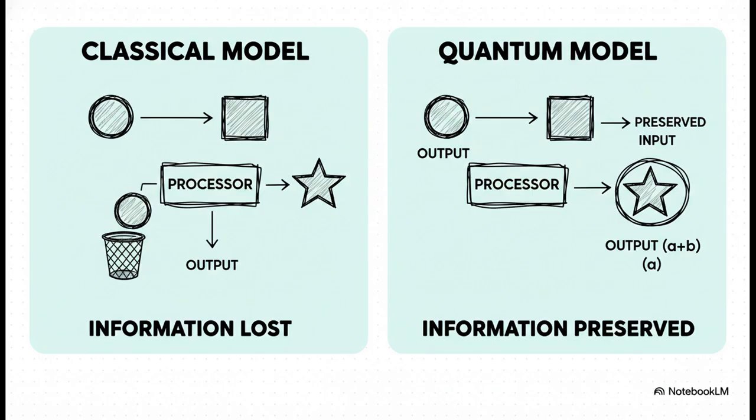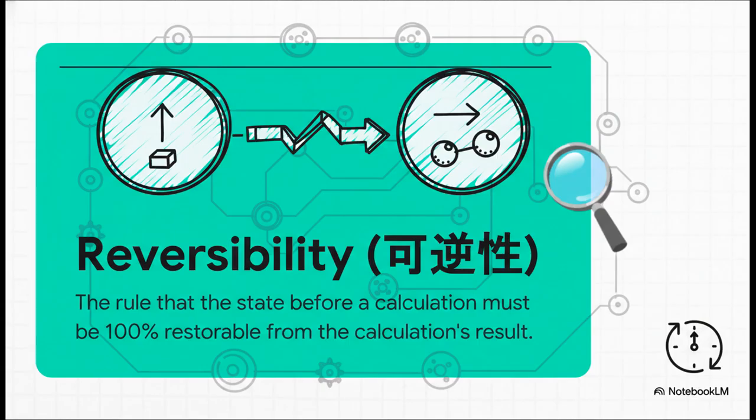Nothing gets lost. And this amazing property is called reversibility. If you're given the output, in this case, the pair A and A plus B, you can always do the math backwards to find the exact starting inputs. There's only one possible past for every future. It's a perfect two-way street.